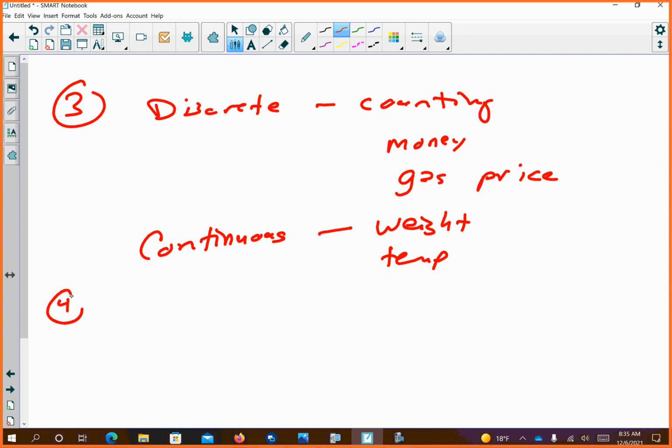Number 4. Name the 2 data displays that are appropriate for categorical variables. Go back and look in your notes. What do you got? Bar graph. I like bar graph. I go with a pie chart. I think those are both good. Go with both of those.